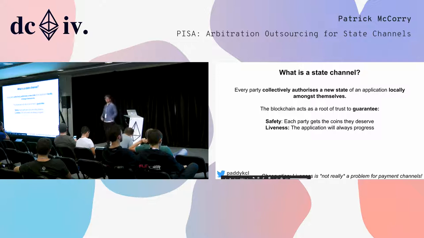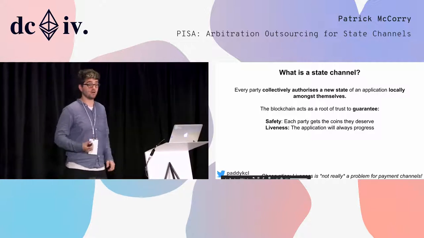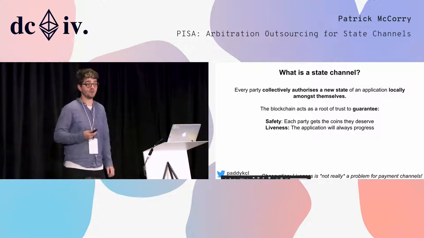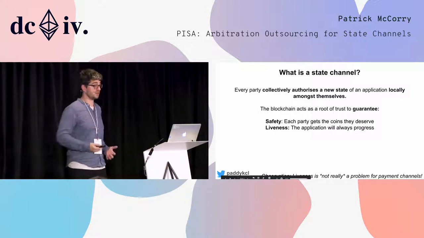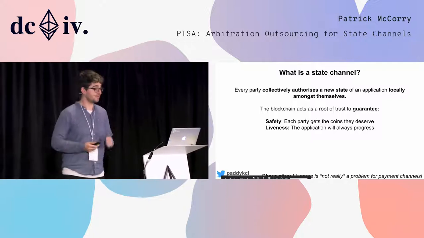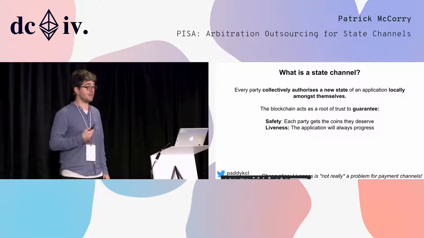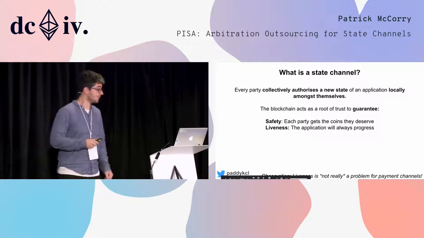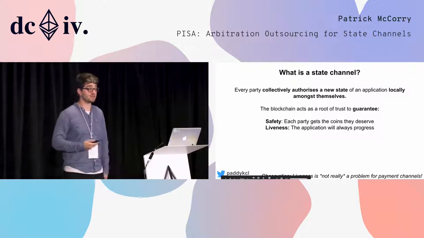Everyone in this room pretty much is aware of what a state channel is. You've had five presentations of how state channels work, so I just want to give you a very brief overview of how I think about them. With a state channel, parties lock coins into a contract, and then they can run an application off-chain locally amongst themselves. With poker, for example, if Alice plays her hand, then everyone in the state channel must agree that Alice has played her hand. What the blockchain gives you is two properties. First, safety: every party should always get the coins they deserve. And it should also guarantee liveness, and several people have talked about that already. If one person doesn't cooperate, then you could redeploy the app on the blockchain and finish it there. So the application should always progress.